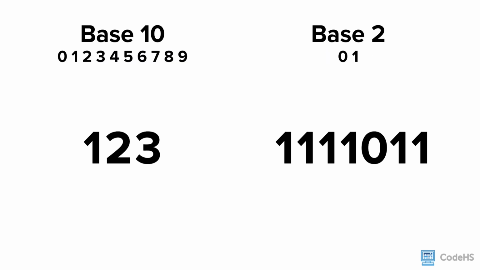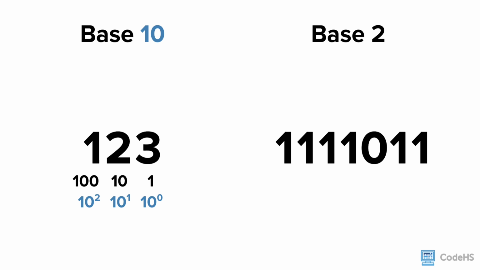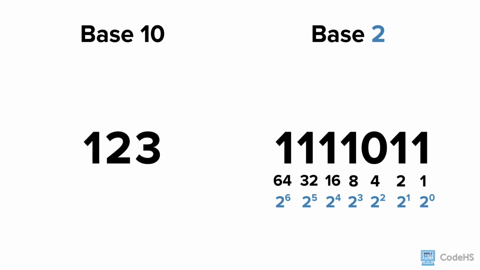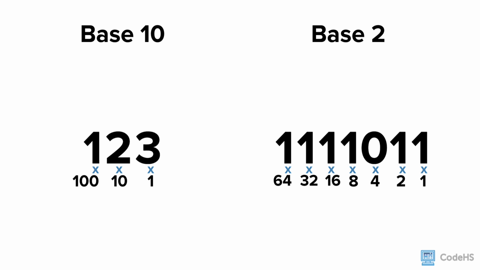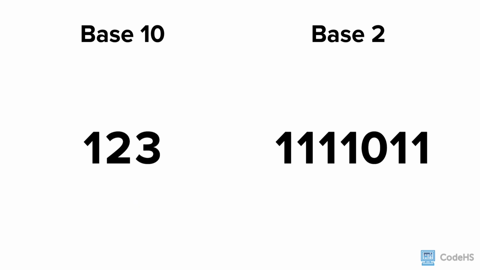We saw that the base of a number system determines how many digits are used. Base 10 uses 10 digits, 0 through 9, and base 2 uses 2 digits, 0 and 1. The base of a number system also determines the place value of digits. Base 10 place values are powers of 10, and base 2 place values are powers of 2. Lastly, we saw that we can determine the total decimal value by multiplying each digit by its place value and adding it all up. Other number bases follow these same rules.